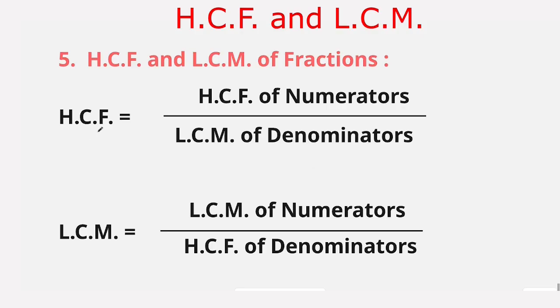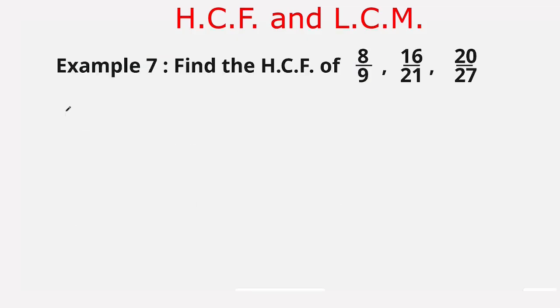When it is HCF, then the numerator is the HCF of numerators. When it is LCM, then it is the LCM of numerators. And in the denominator, when it is HCF, the denominator is the LCM of denominators. And in LCM, the denominator is the HCF of denominators. This way you can memorize it easily. Now we will solve a few examples based on these two formulas. We go to the next example.